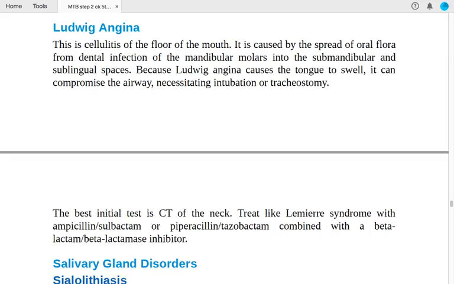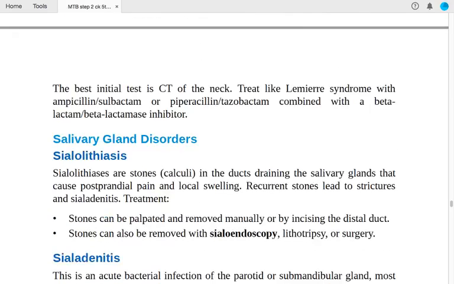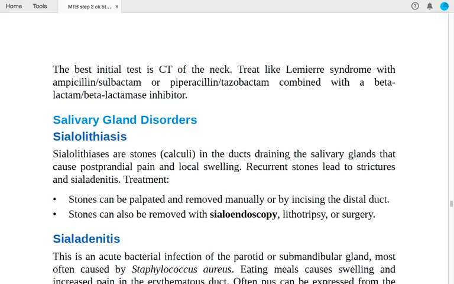The infection will spread, and because Ludwig angina causes the tongue to swell, it can compromise the airway, necessitating intubation or tracheostomy. So if the airway is compromised, we can go for intubation, or tracheostomy as well. The best initial test is CT of the neck. Treat like Lemierre syndrome with ampicillin-sulbactam or piperacillin-tazobactam, a beta-lactamase inhibitor combination. Any beta-lactamase inhibitor combination you can use in these patients. Just treat this patient like Lemierre disease.